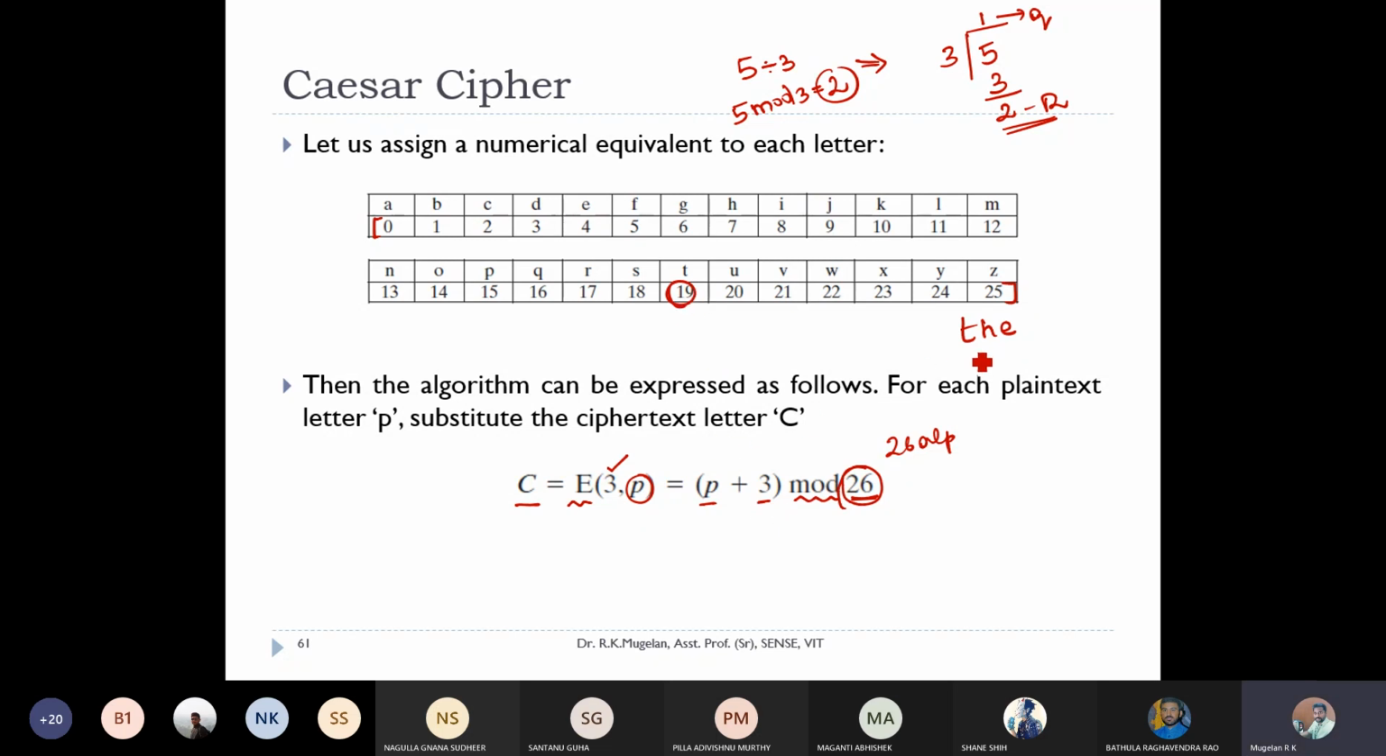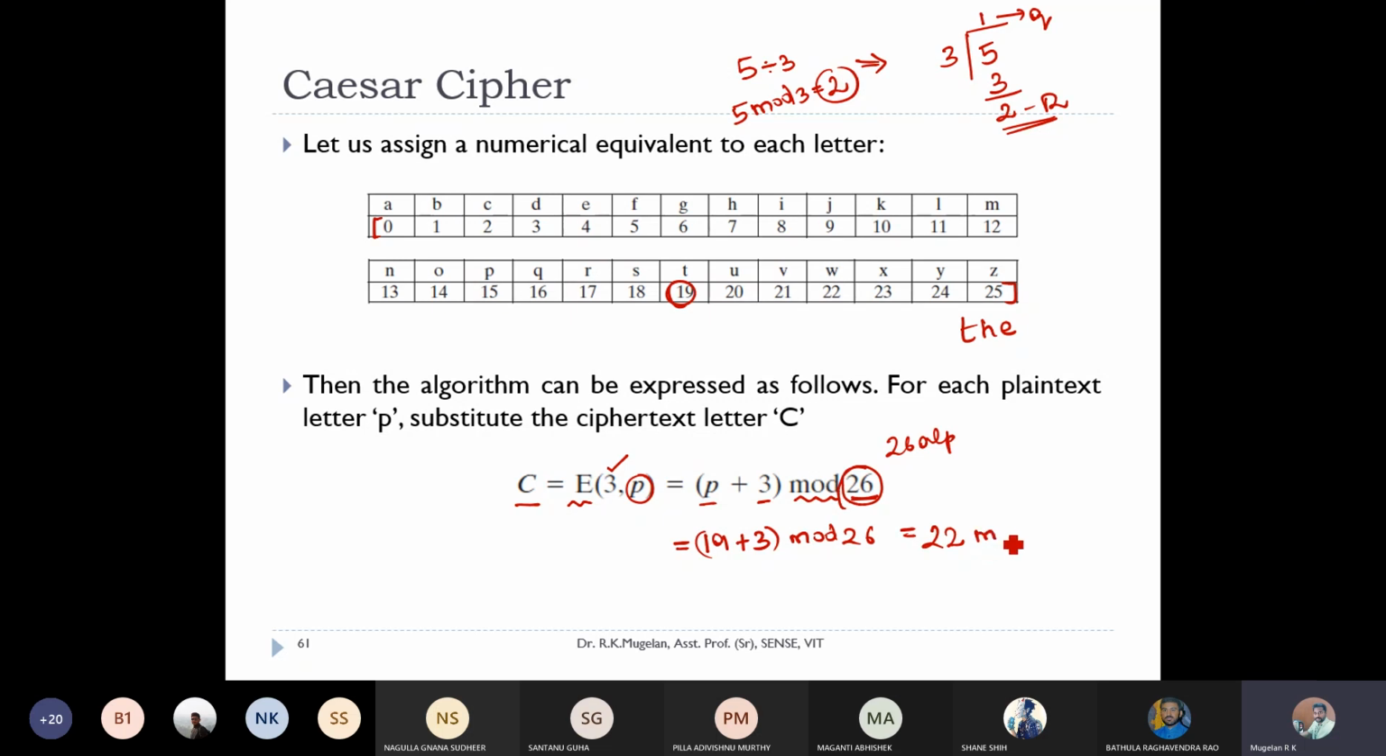Generally, first I will go with the word THE. So T, the position is 19. So what I will do, since 19 plus 3, where 3 is the key value, and I go with modulo 26. So 19 plus 3, the answer comes to 22.